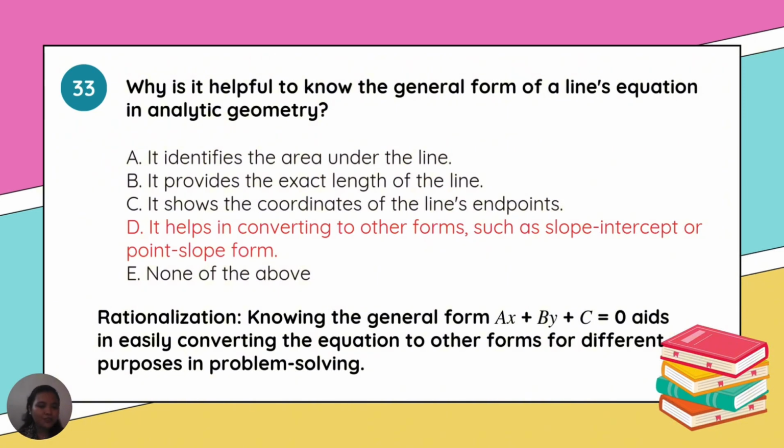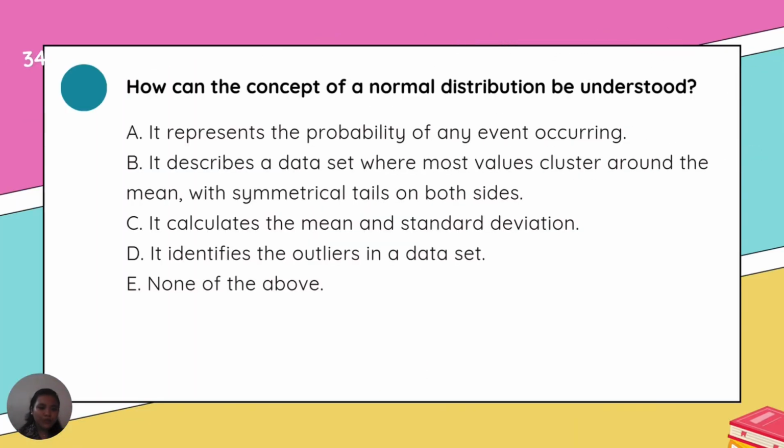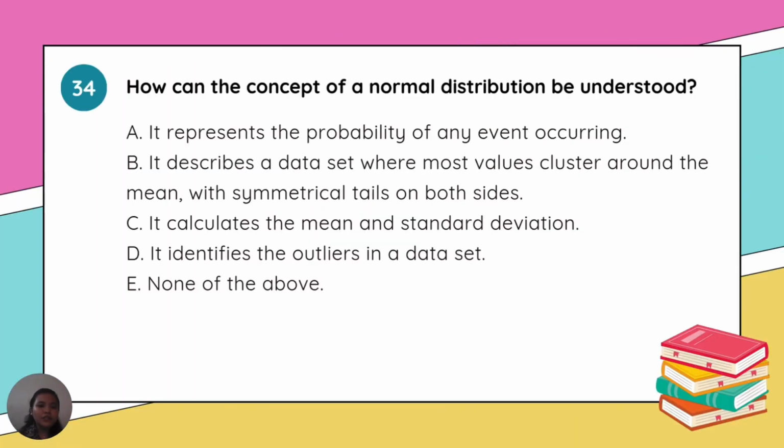So knowing the general form, ax plus by plus c equals 0, aids in easily converting the equation to other forms for different purposes in problem solving. Okay? Number 34. How can the concept of a normal distribution be understood?